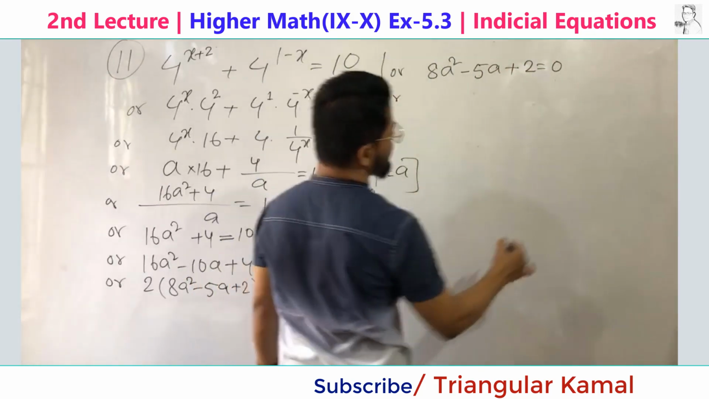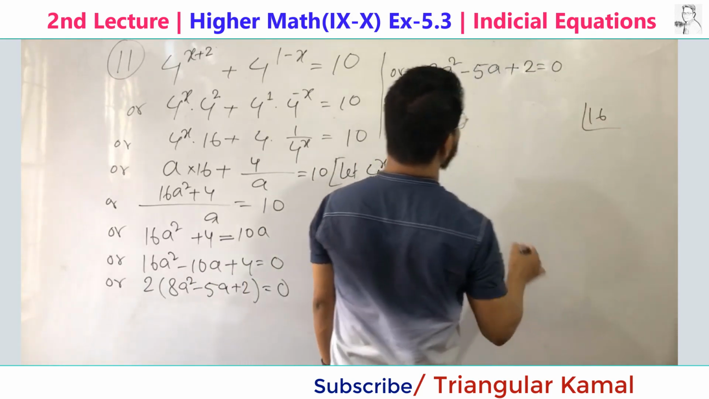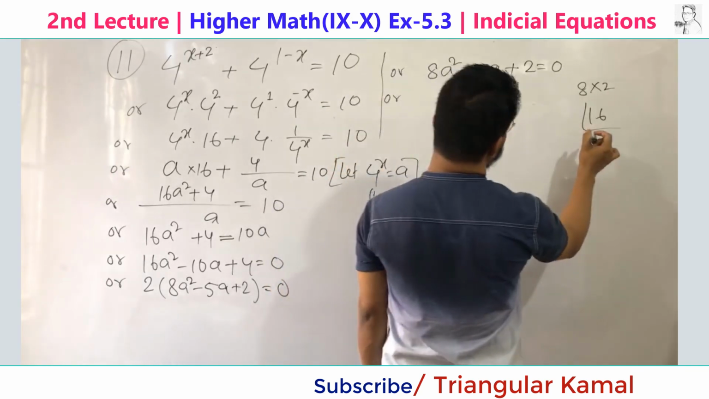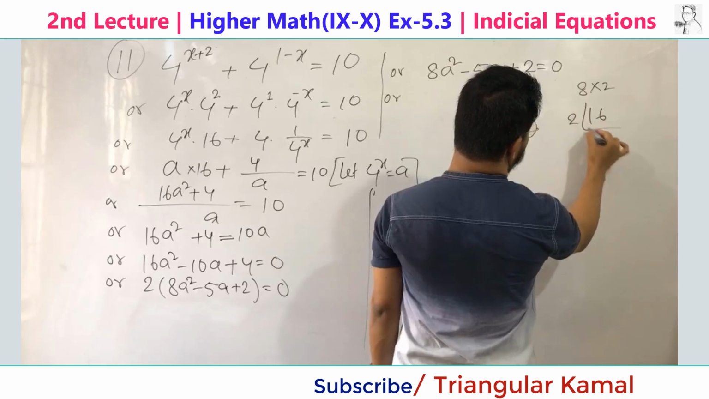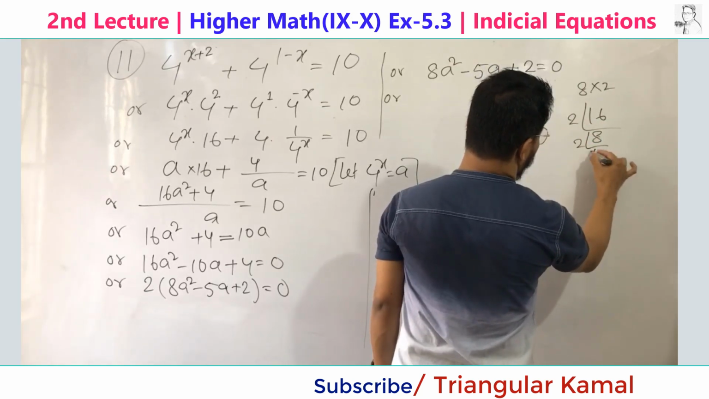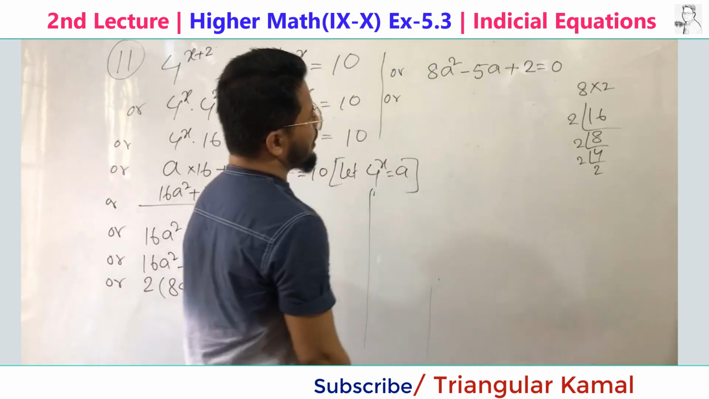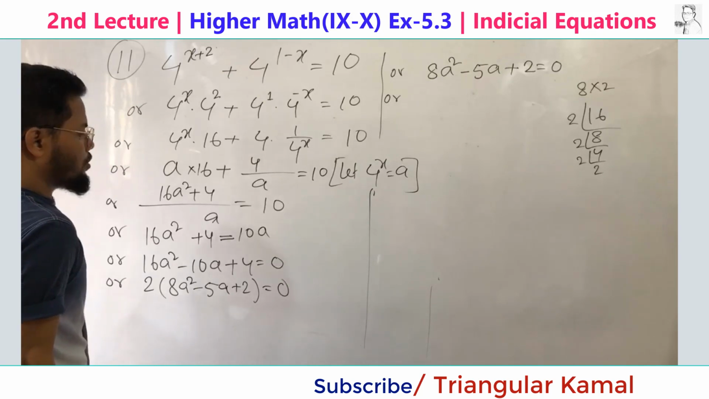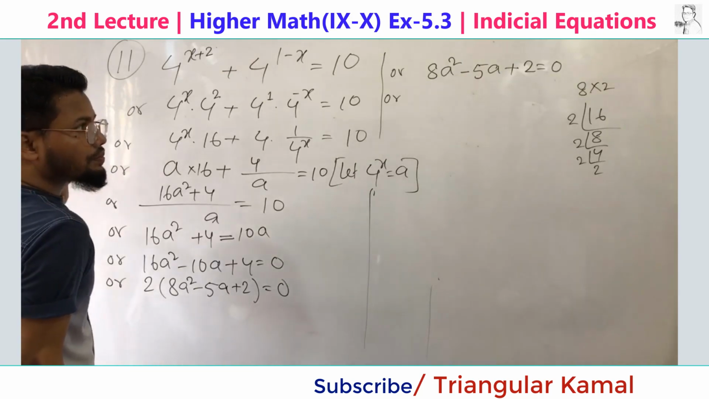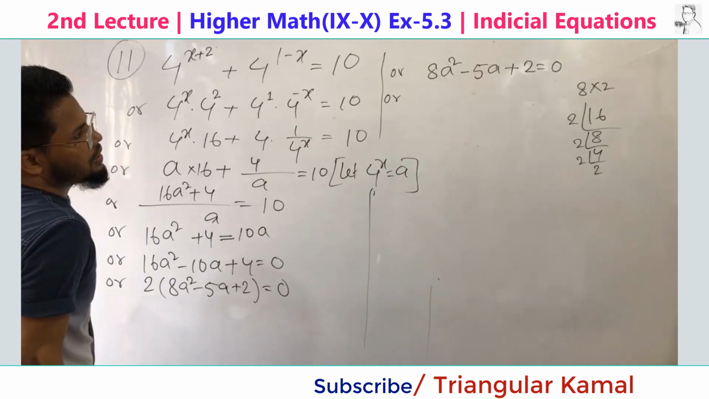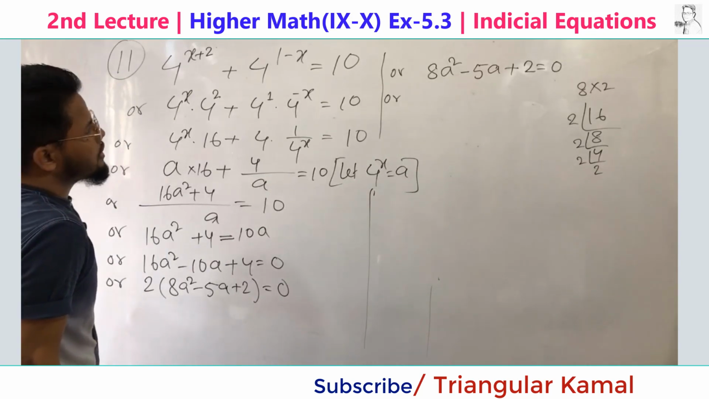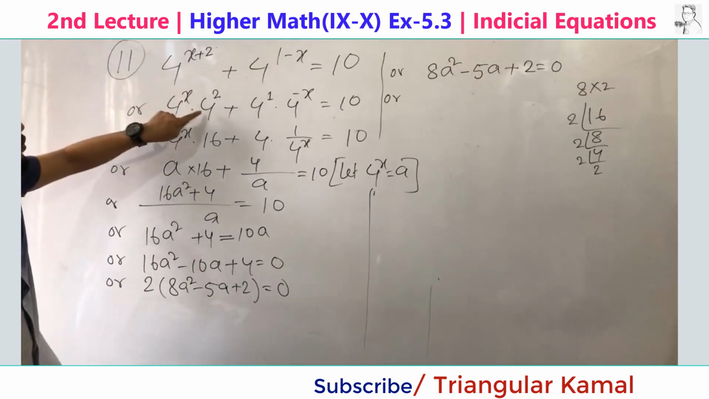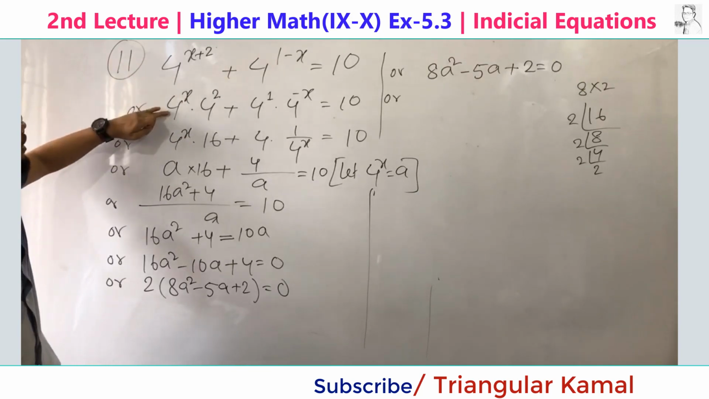Now do factors here. This is the 16, 2, 5 and 8. Multiply with 2, this is the 16. We have done something wrong here. Just revise again. 4 to the power 2, 16, 4 to the power x and 4 to the power 2.